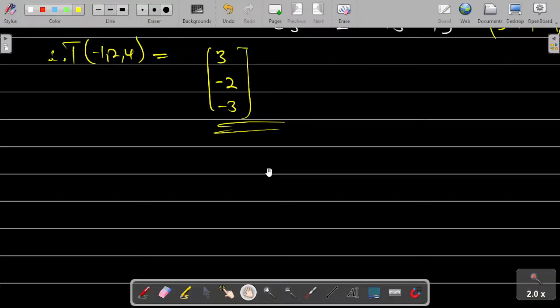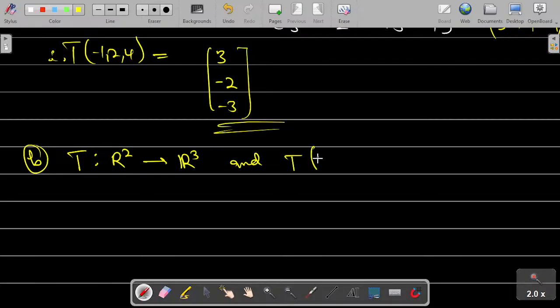Okay, so we look at the third one, which is already the b. So b says that we are given that T, a linear transformation, is going from R2 this time around to R3. So it's transforming 2-dimensional vectors to 3-dimensional vectors, and is defined this way: T acting on any (x1, x2) is equal to the following.